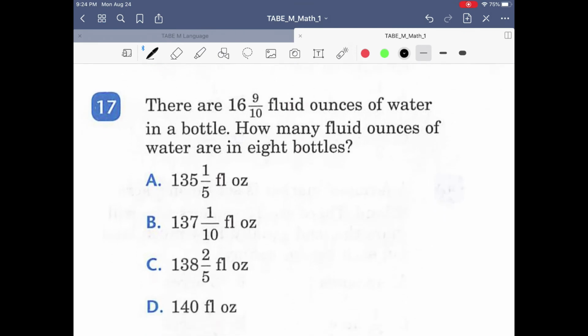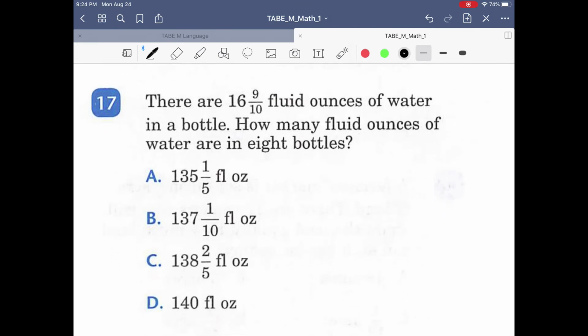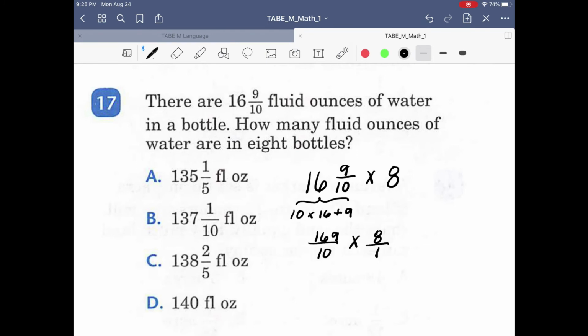Number 17. There are 16 9/10 fluid ounces of water in a bottle. How many fluid ounces of water are in 8 of those bottles? So 16 9/10 times 8. 10 times 16, that's 160, plus 9 is 169/10, times 8/1. And you can cancel right here.